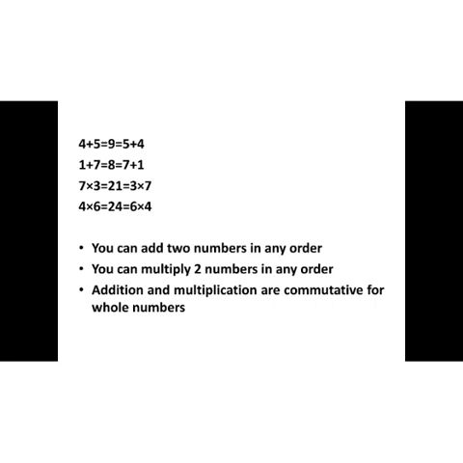So we get the same result even if we have interchanged the numbers. This is what the commutative property says. You can add two numbers in any order. You can multiply two numbers in any order. That means addition and multiplication are commutative for whole numbers.